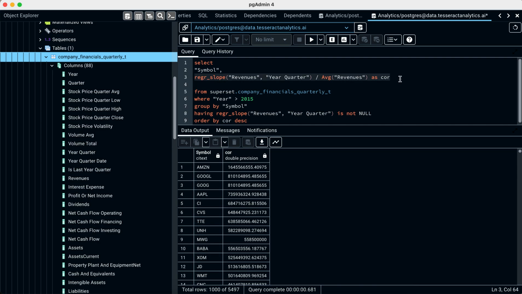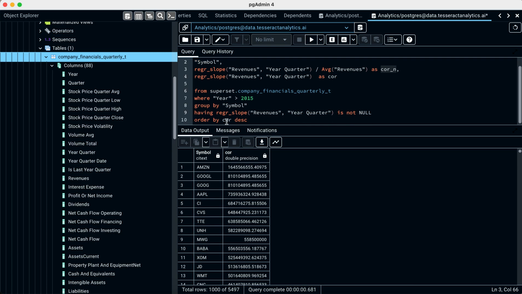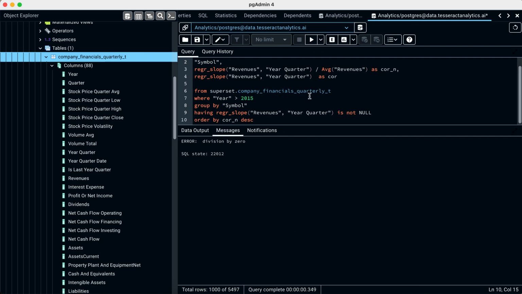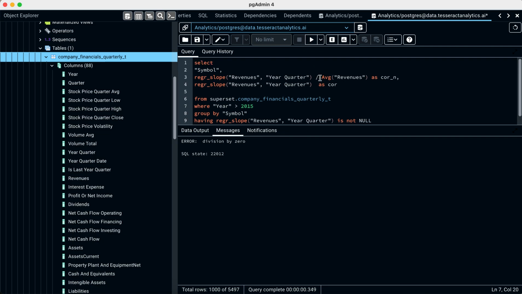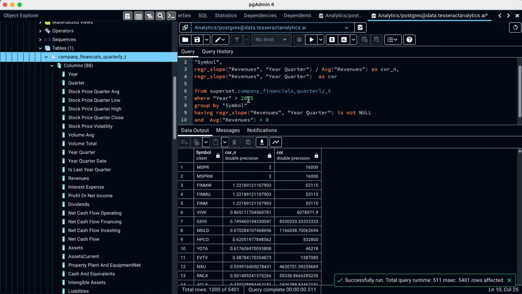Let's keep the original, and let's call the new one N for normalized. Let's see what we will get. Oops, division by 0. Of course, we do not want that. So we need to make sure that the average revenues are greater than 0. Perfect.